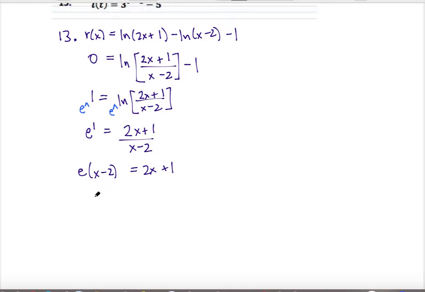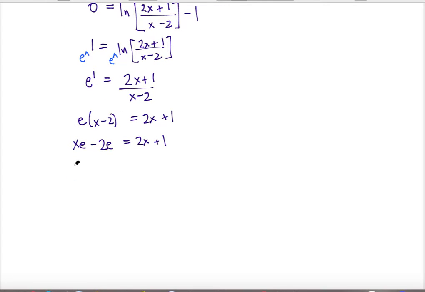So now all I need to do is distribute my e. So I have e, I'm going to write it as x times e minus 2e equals 2x plus 1. Now I want to get all of my x terms on one side so that I can factor them out. So I'll go ahead and just subtract 2x. So I'll have x times e minus 2x.